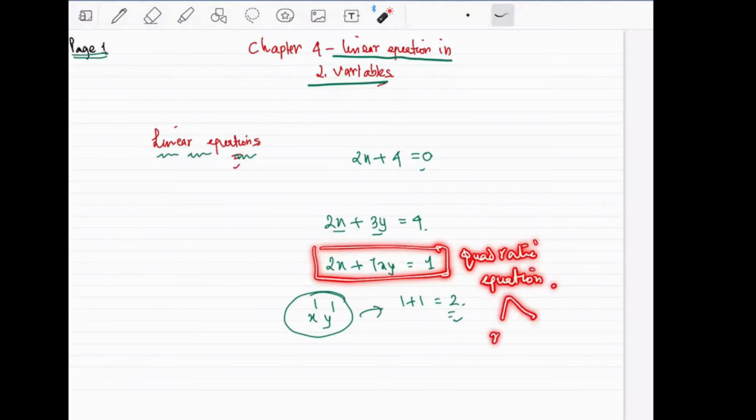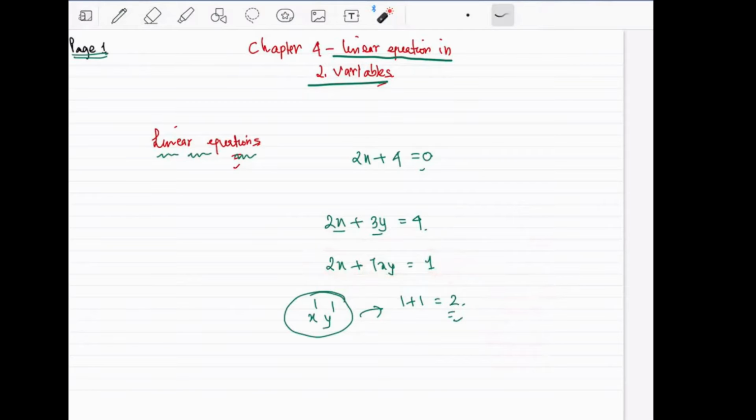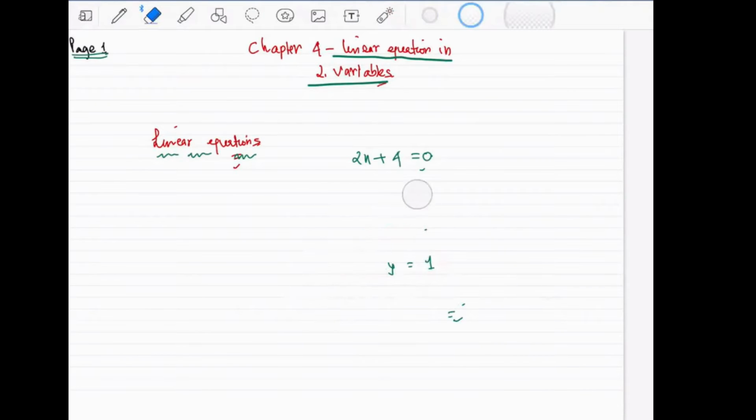Since we have two variables, x and y, we will say that this is a quadratic equation in two variables, unlike the one you are going to learn in the other chapter called quadratic equation. We have two variables here and the highest power is 2. So this cannot be counted as a linear equation in two variables. I believe you know what is a linear equation in two variables, right?